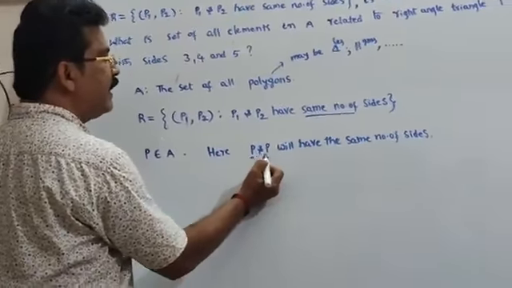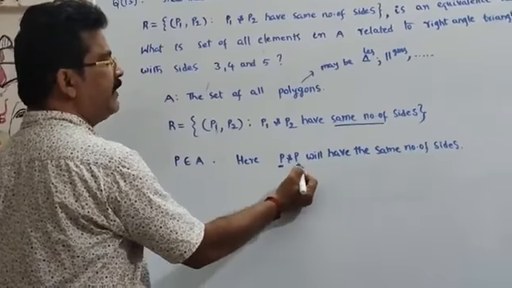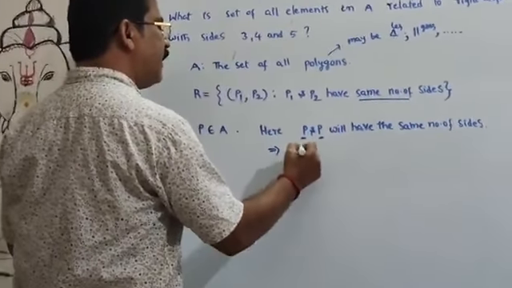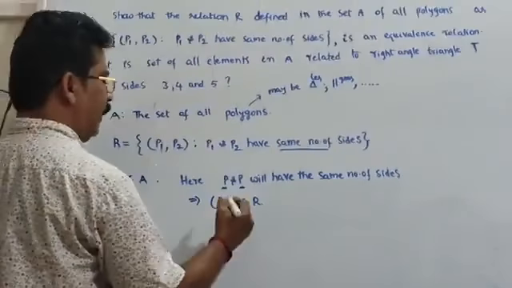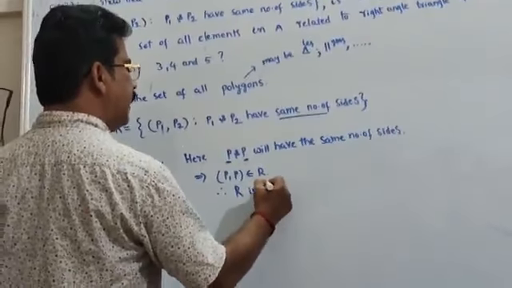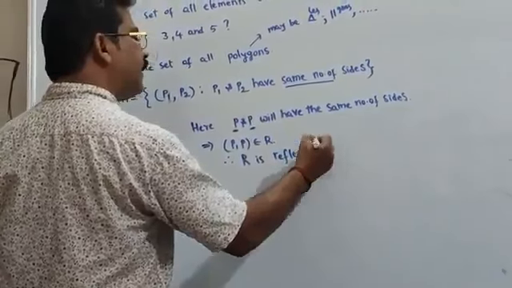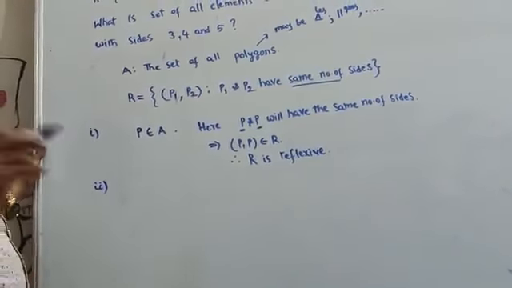If P is a triangle, then P is a triangle. If P is a parallelogram, it is also the same parallelogram. So therefore, what does it mean? P comma P belongs to capital R. Therefore, capital R is reflexive. Next, number 2, symmetric.